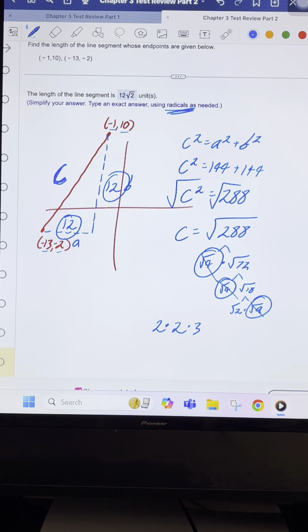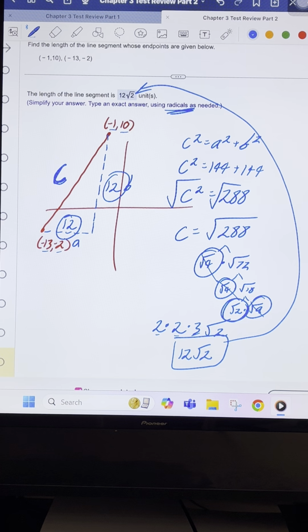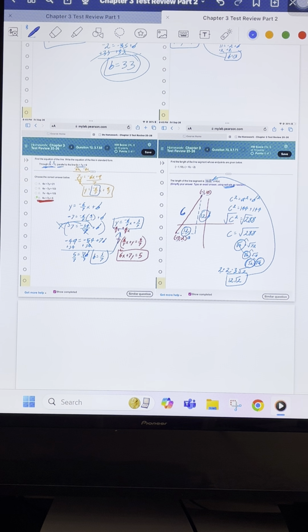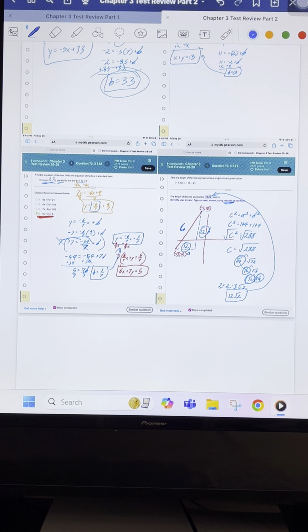Now, this 4 comes outside of the radical to give me a 2. This 4 also comes out of the radical to give me a 2. This 9 comes out of the radical to give me a 3. And this square root of 2 stays on the inside. What's 2 times 2 times 3? That is 12. So the answer is 12 square root of 2.